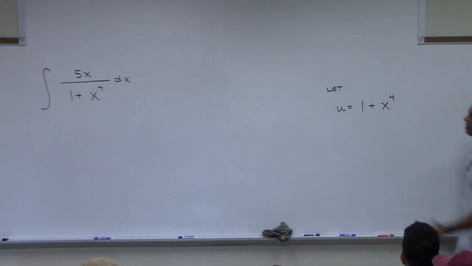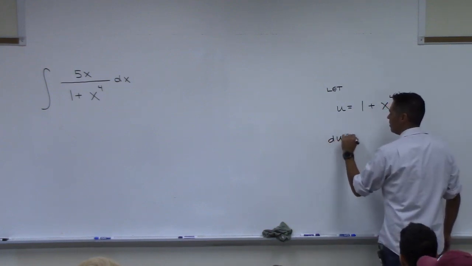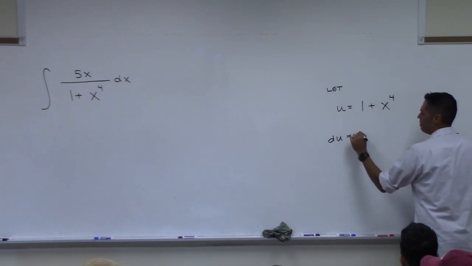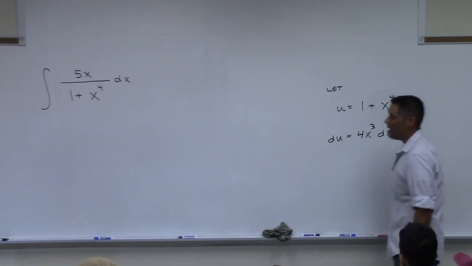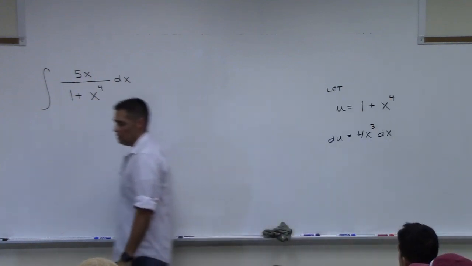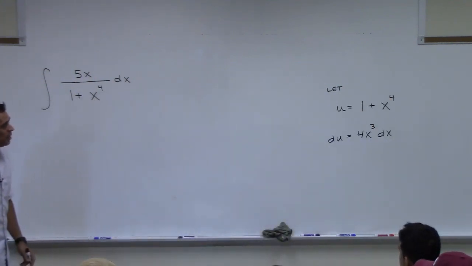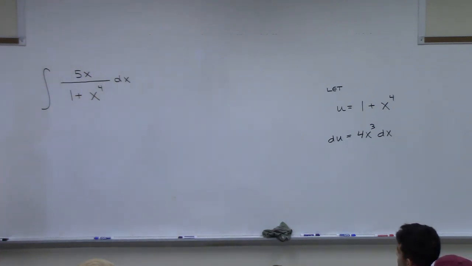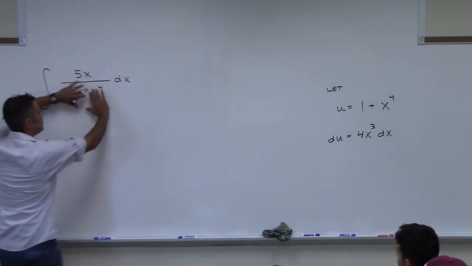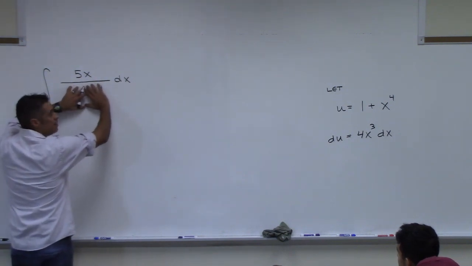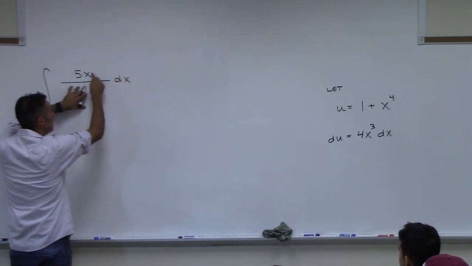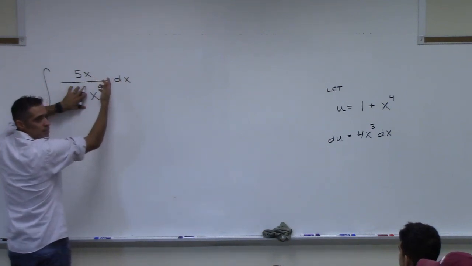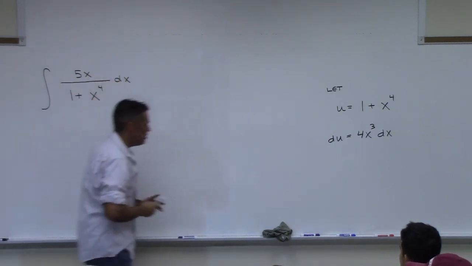Let's just follow the procedure then. Derivative of this is what? 4x cubed dx. All right, do we have a 4x cubed, or really do we have an x cubed dx? Remember, this is already taken care of, right? This right here is u. That whole thing is u. All I have left up here is this, right? I don't have an x cubed, right? I don't.